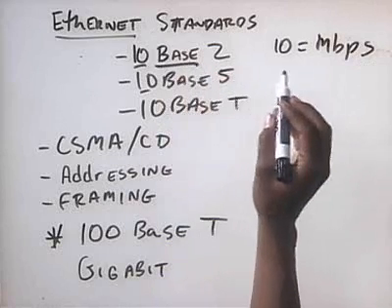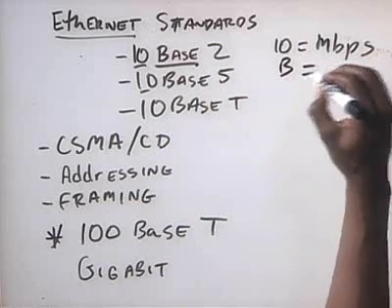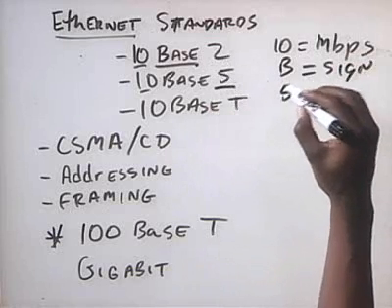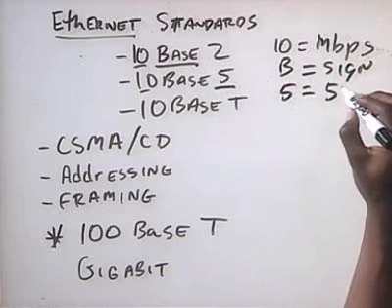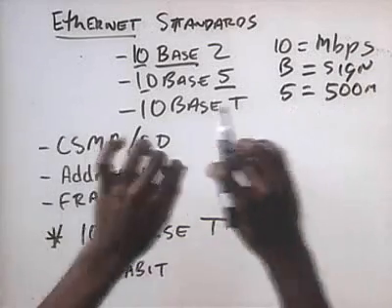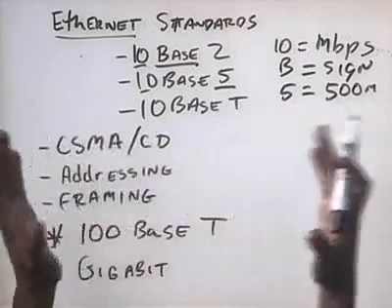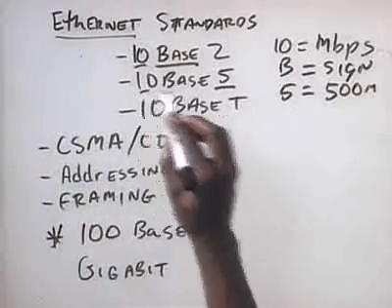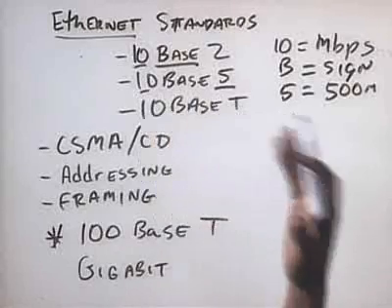Base is baseband signaling. That's your signaling. And then right here, we'll throw in the 5. 5 is 500 meters. 500 meters cable length before attenuation would degrade the signal. So therefore, you would need a repeater every 500 meters when using 10-base-5.